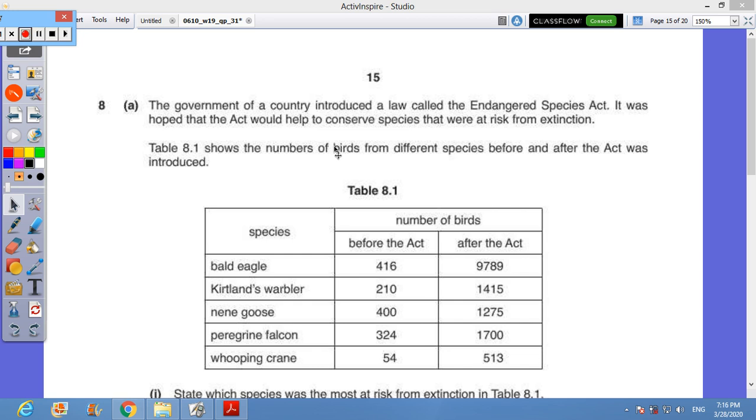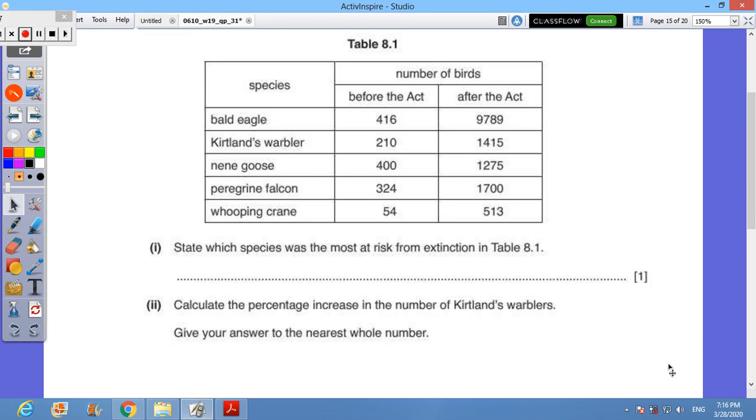The government of a country introduced the law called the Endangered Species Act. It was hoped that the act would help to conserve species that were at risk from extinction. Table 8.1 shows the number of birds from different species before and after the act was introduced. The table shows five species, the number before the law and the number after the law, and it's very clear that the number after the law is higher than before.